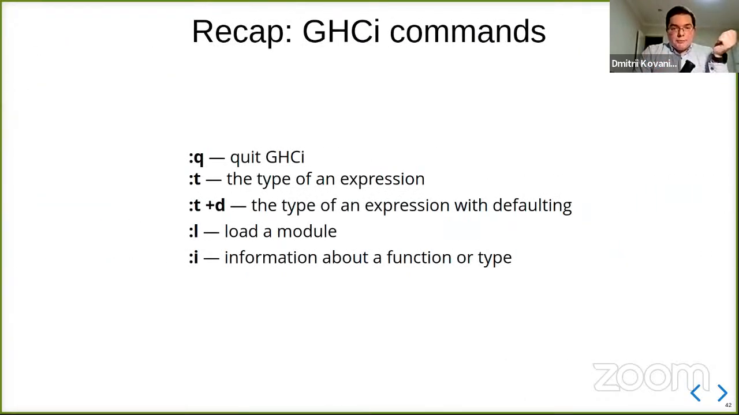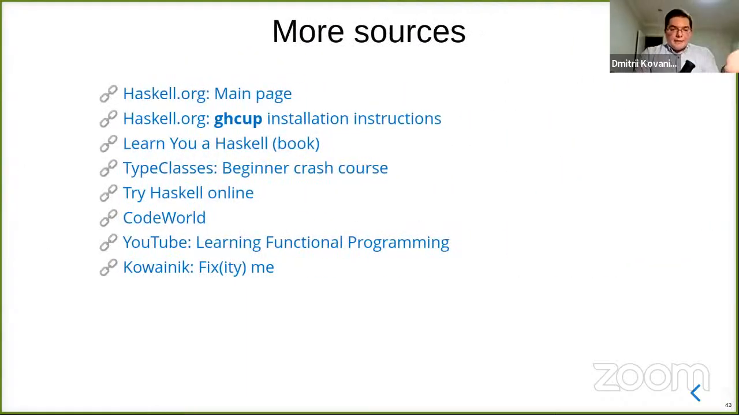So finally, just a recap of GHCi commands. The most important is :q. When you have finished playing with GHCi, you can quit it by typing :q. And I haven't mentioned the :i command, which is short for information. If you want to inspect something about functions or operators, you can use it. And this is a list of resources that you might want to read if you want to dive into some topics or if you're struggling with some of the home exercises.